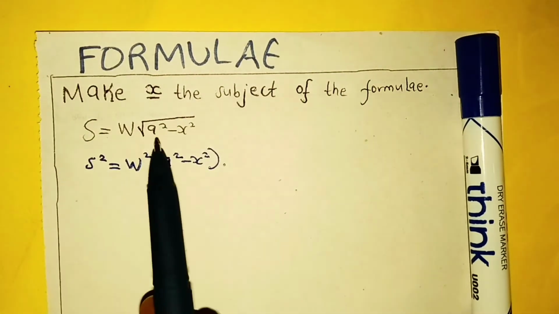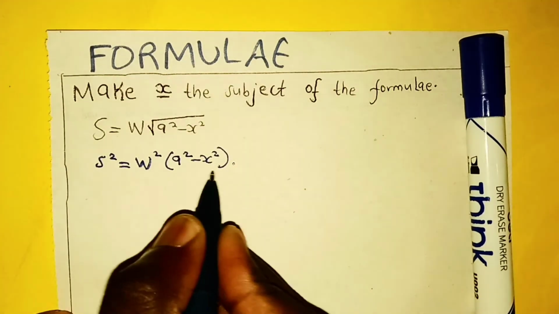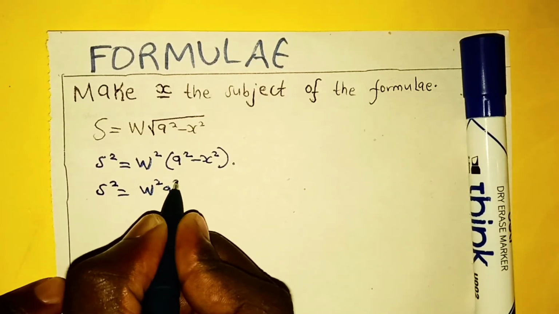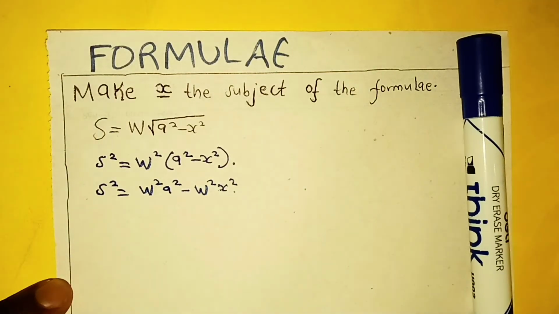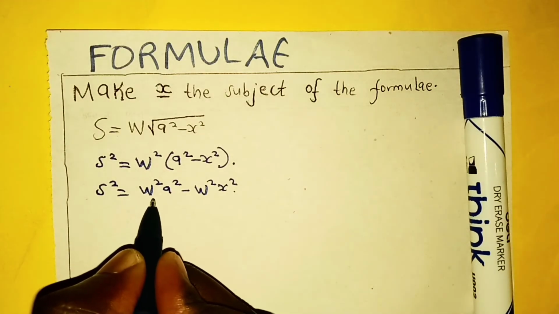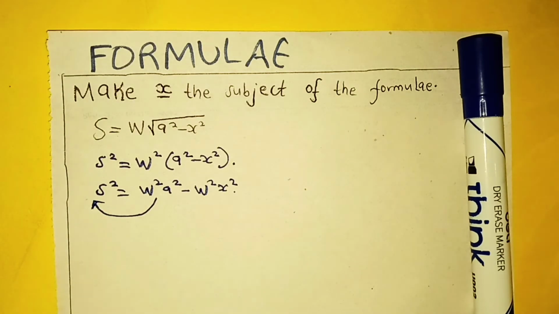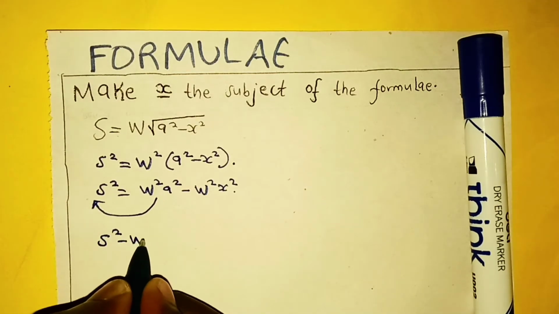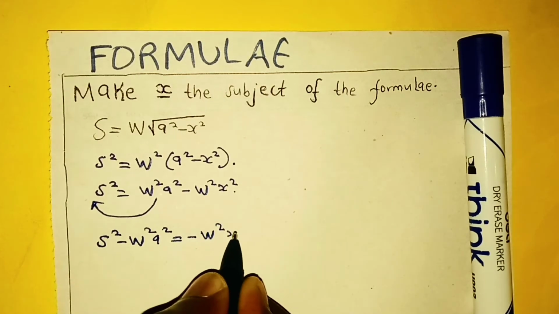Of course, when we square the root sign, it goes. Now, we multiply this, becomes s squared is equals to w squared s squared minus w squared x squared. Now, next step, we take w squared s squared to the left side of the formula. So we'll have s squared minus w squared s squared is equals to negative w squared x squared.